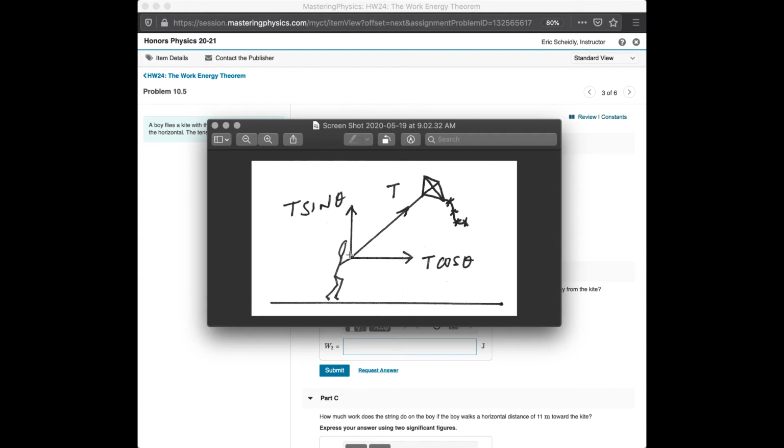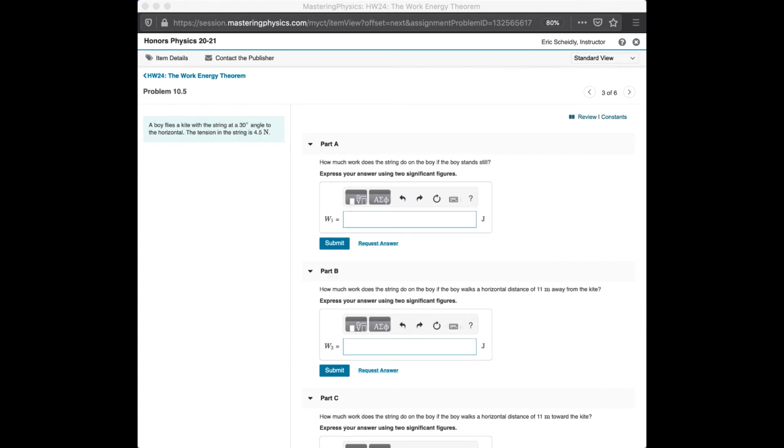So this force that the kid is exerting on the kite and the kite is exerting on the kid is an action-reaction pair via Newton's third law. It has a component T cosine theta in the horizontal direction and a component T sine theta in the vertical direction. So this is what I should be visualizing. We will come back to this diagram in just a second.